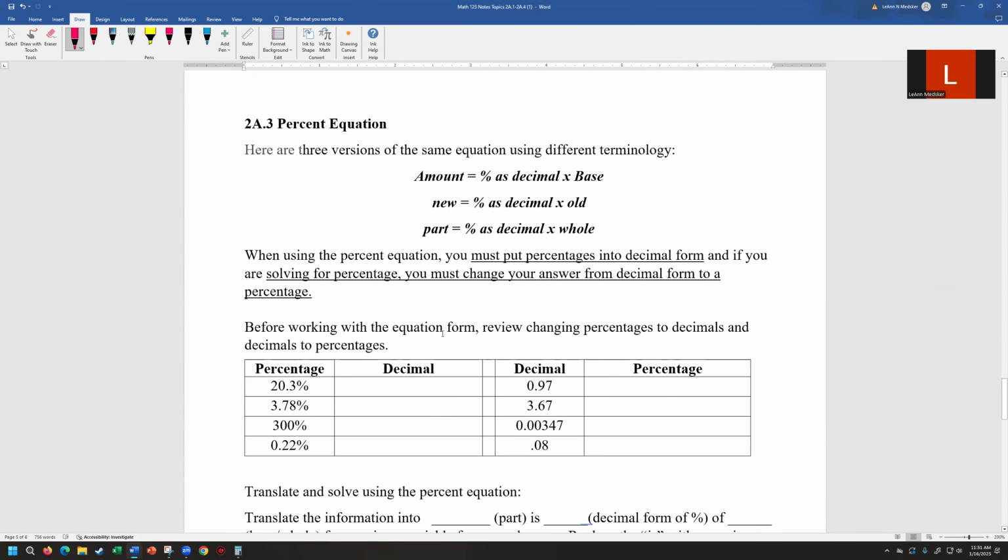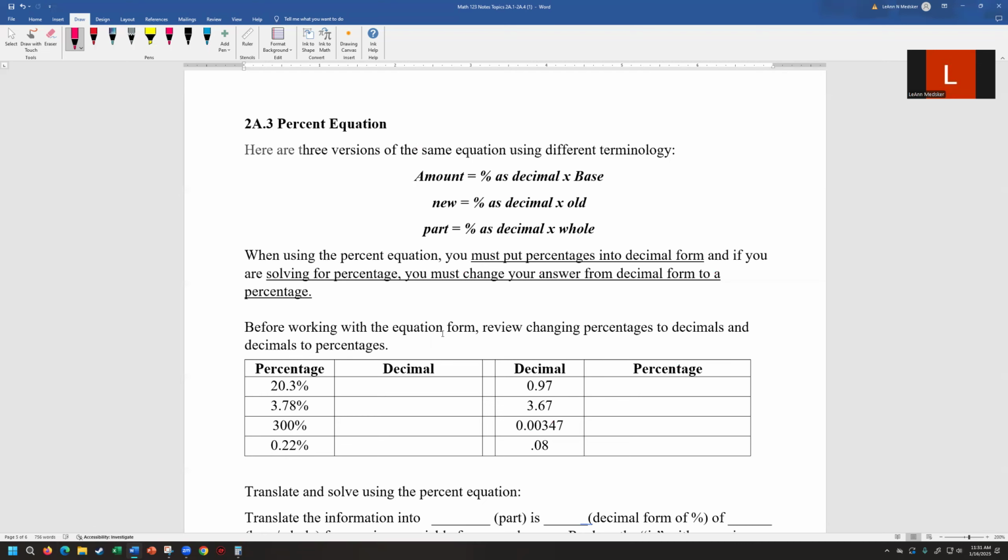So hopefully this won't be too long for you guys and you'll be able to get through and get the Kahoot done. So 2A.3 is about percent equations. This is just a different method of doing exactly the same problems we just did in 2A.2. So I'm not going to spend as much time doing a bunch of these as really it's just an alternate method.